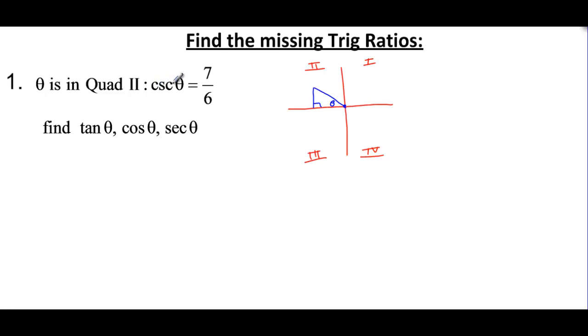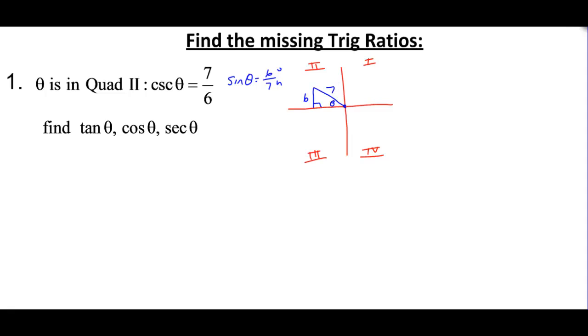They told me cosecant is 7 over 6. So what I usually do is I think, which one does cosecant match up with, or what's its reciprocal? Cosecant, because it begins with a C, helps me remember it matches up with sine. So this tells me that the sine of theta is actually the reciprocal of this, or 6 over 7. Well, I know sine is opposite over hypotenuse, so that means the opposite side is 6, the hypotenuse is 7.